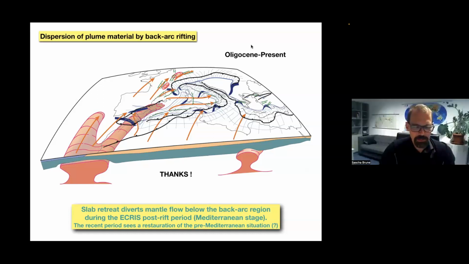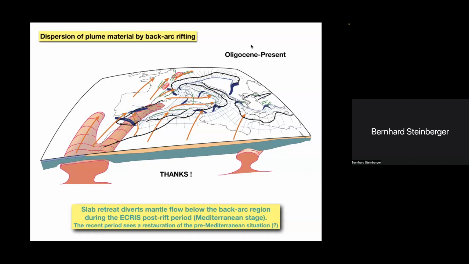One last question by Bernhard. Yes, I was wondering from Fran's last figure. So you imagine that the plume material is flowing in sideways, maybe from another plume, Canaries or so, and it's not a plume that's coming up straight under Middle Europe. Is that what you call plume material?